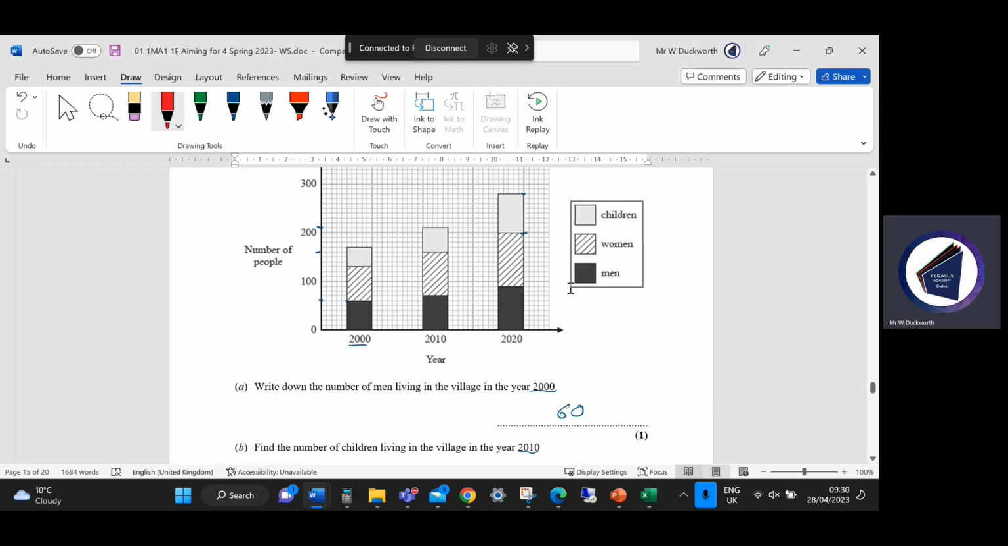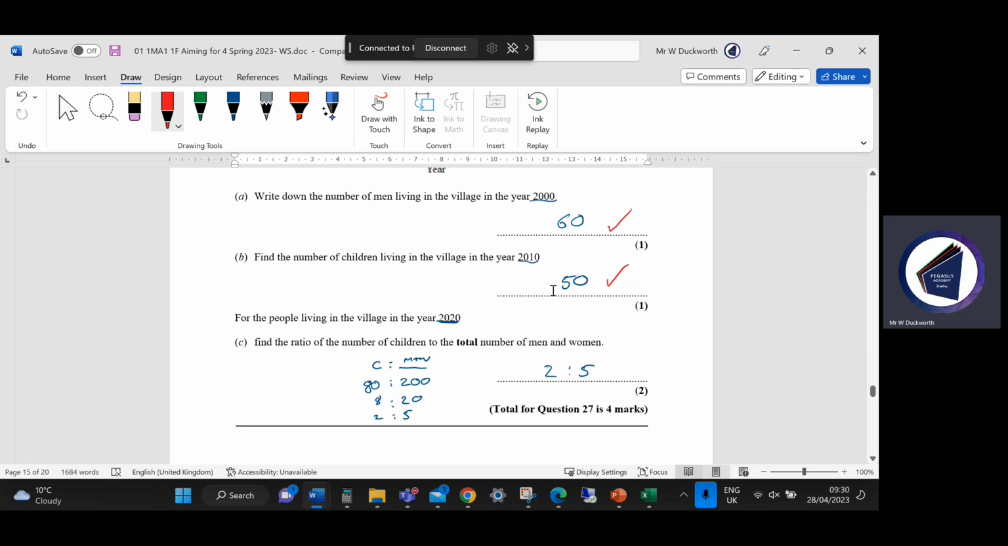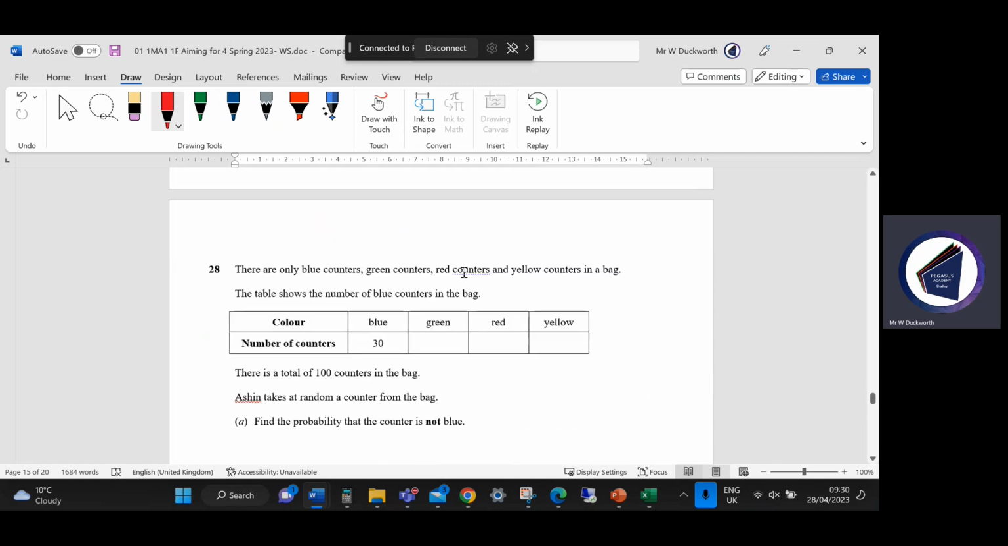Marks for that then. So my first mark, 60 is correct. My next one is 50. I've then got for this one, P1 for either showing that value or that value, and then 1 mark for the ratio. Didn't need to simplify it. Would still get the mark for simplifying it, provided I'd simplified correctly. Right, question 28.